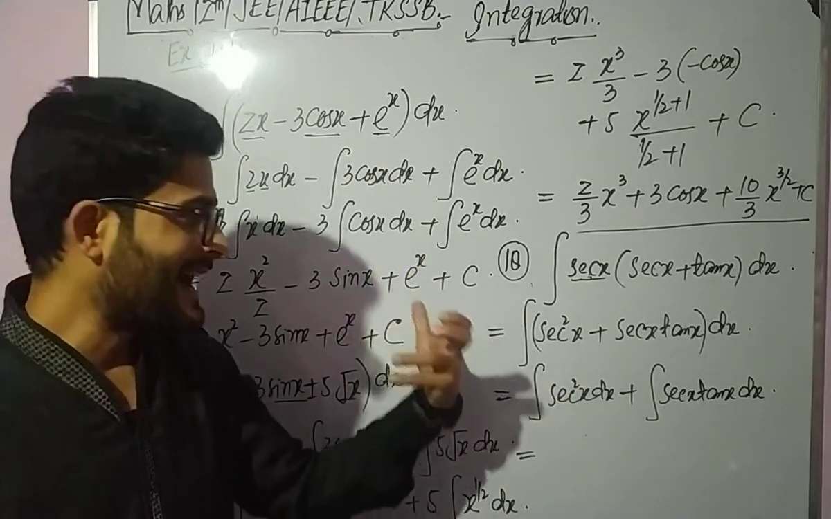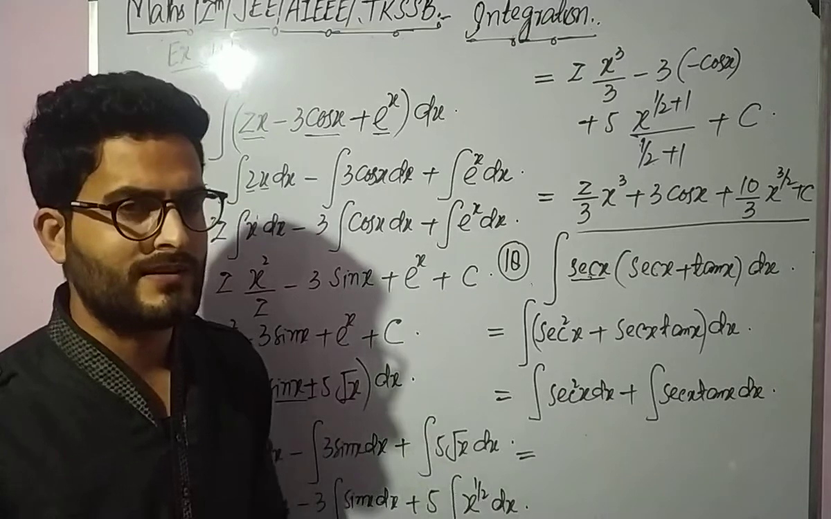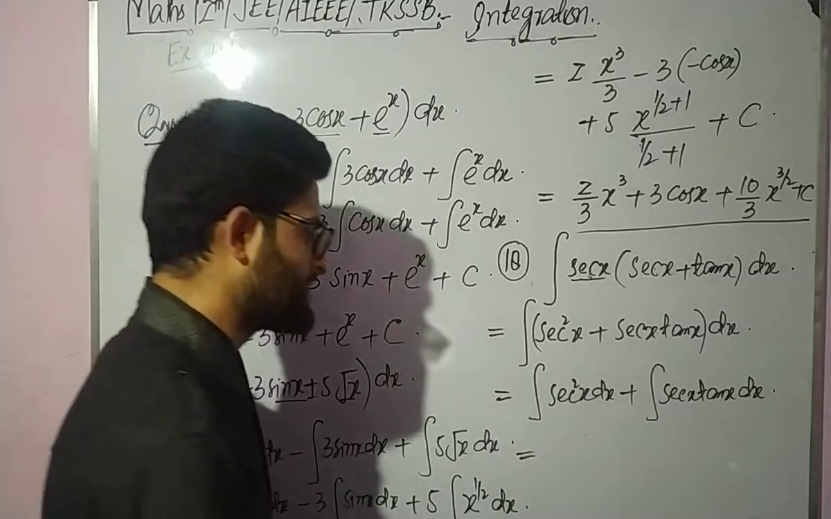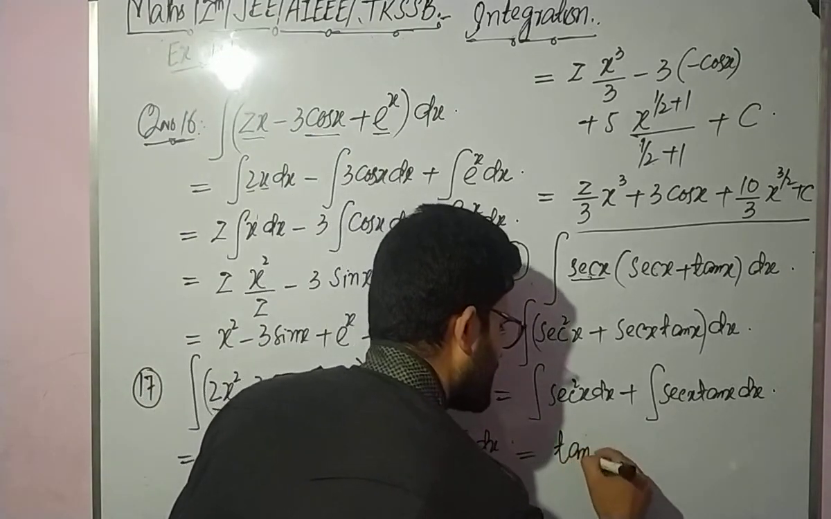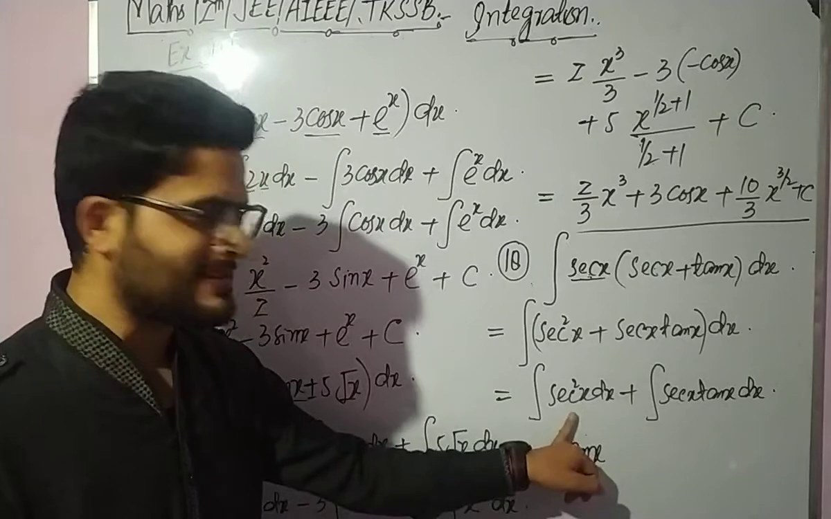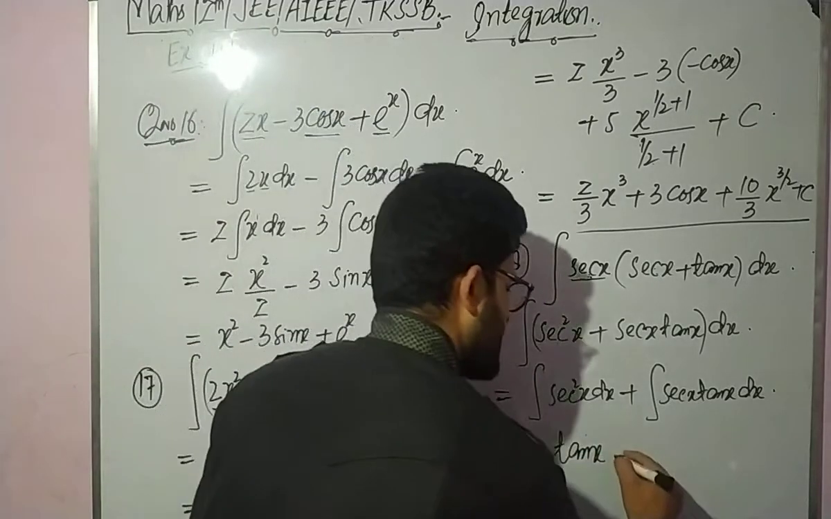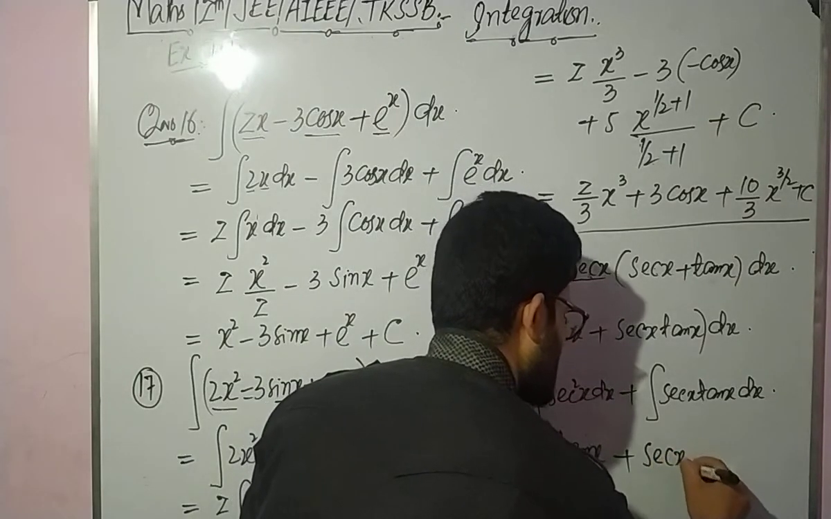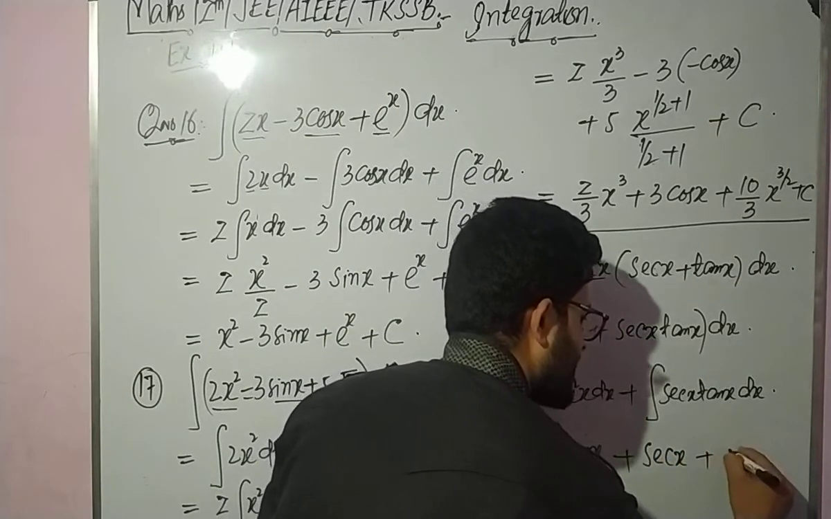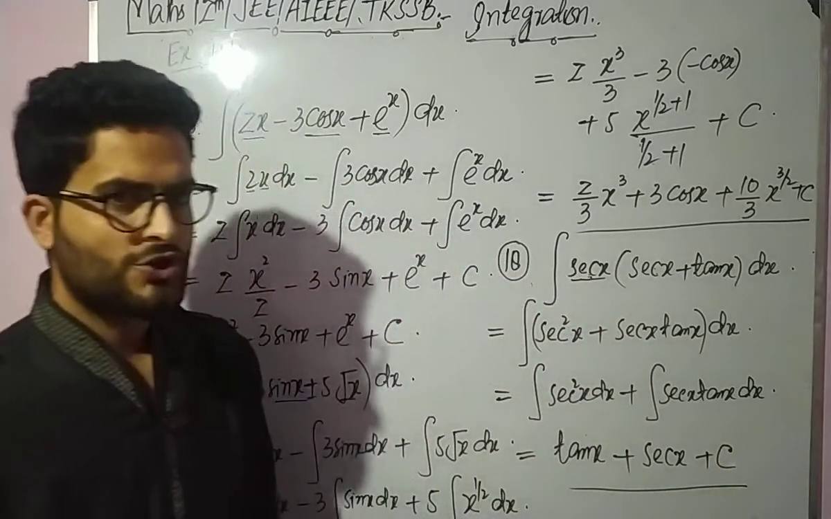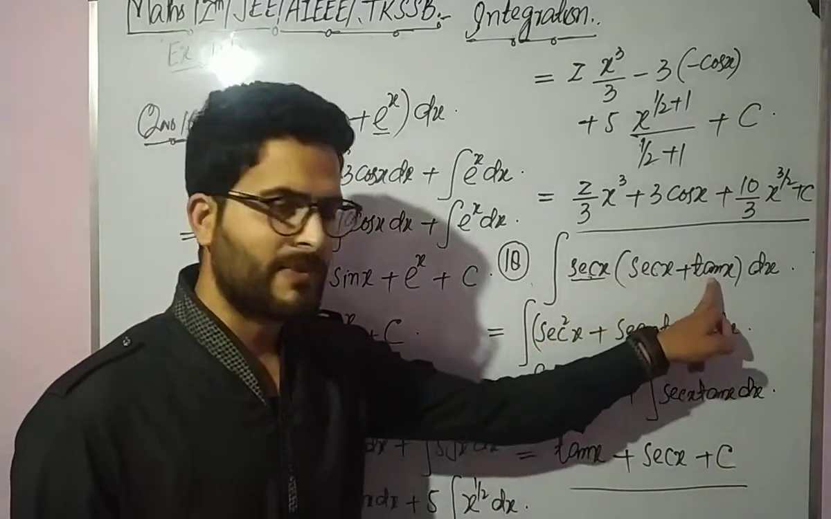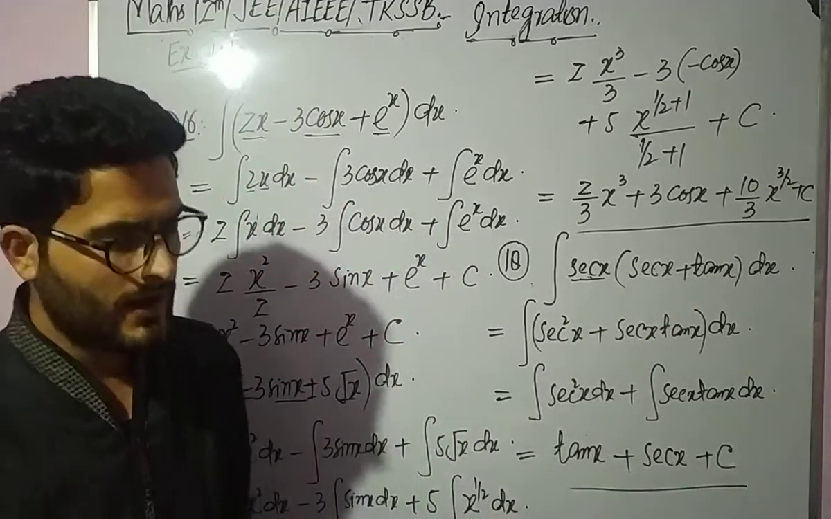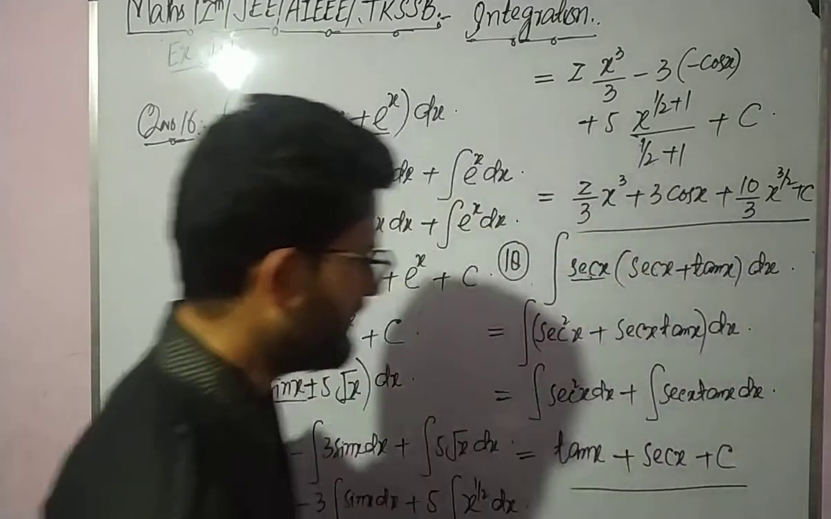We have studied the concept as the basic elementary standard integrals that we discussed in the previous classes. So use the concept: the integration of sec square x is directly tan x, because the derivative of tan x is sec square x, plus the integration of sec x tan x is directly equal to sec x. So the result is tan x plus sec x plus c, the constant of integration. So the antiderivative of sec x into sec x plus tan x is nothing else but tan x plus sec x plus c, the constant of integration. All about question number 18.